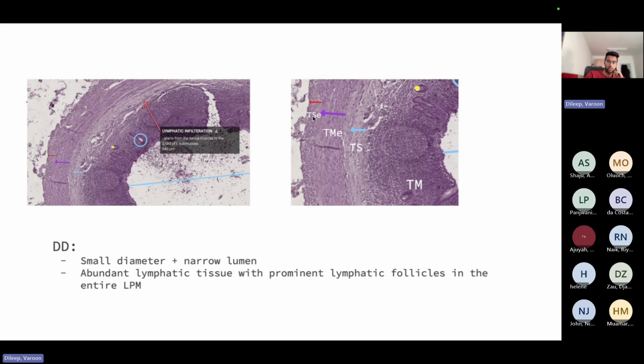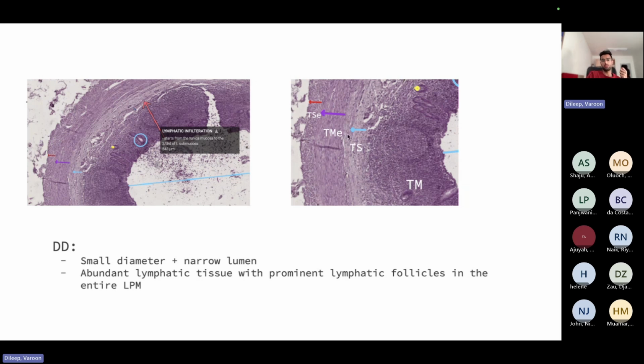Now, when we talk about the tunica mucosa, it is made up of simple columnar epithelium with goblet cells. And as you can see at the tunica submucosa, there's infiltration of the lymphatic tissue as well. So the tunica submucosa is made up of lymphatic tissue, connective tissue, vessels, as well as nerves. When we talk about the other components of the tunica mucosa, the lamina muscularis mucosae, this is absent. This is not present because it is destroyed by the lymphatic tissue.